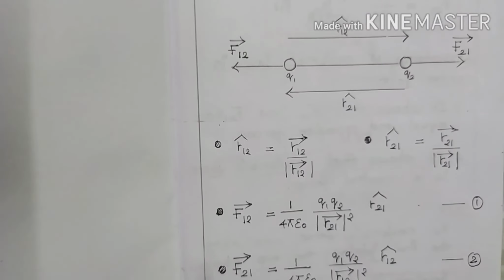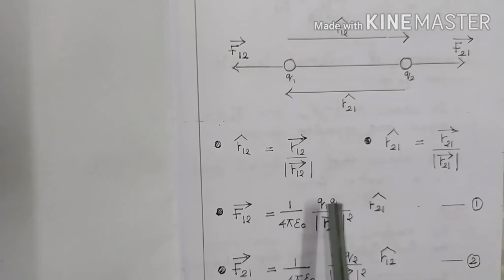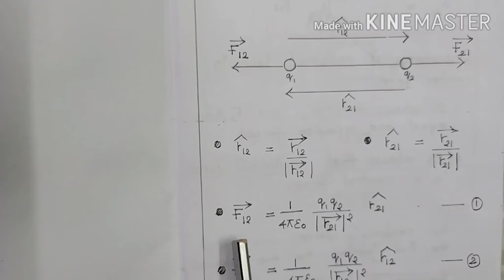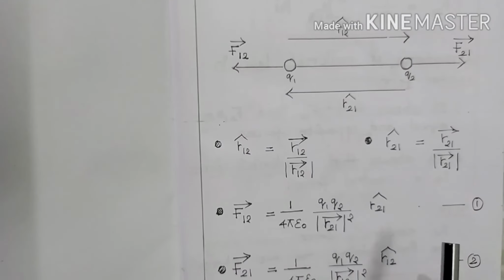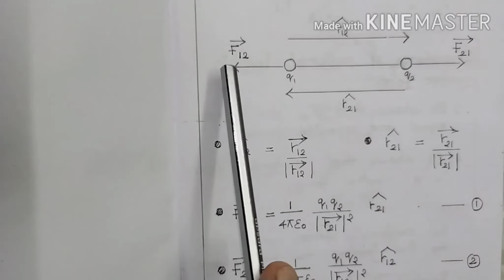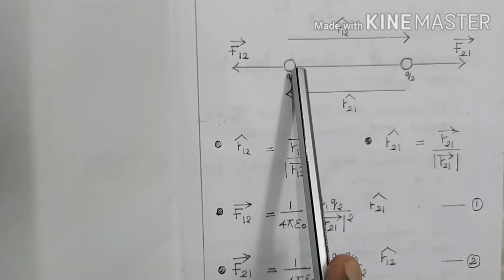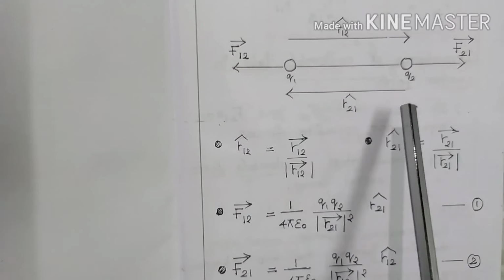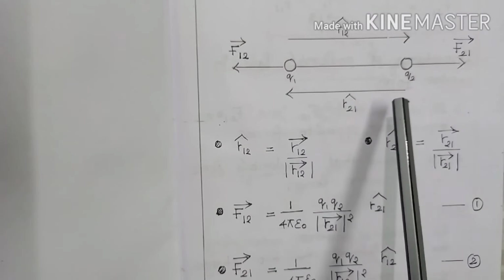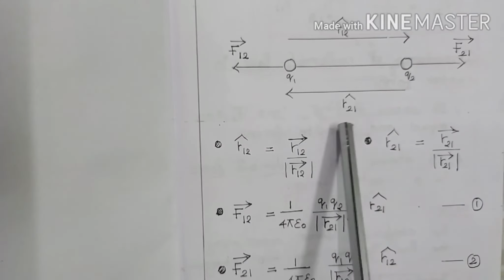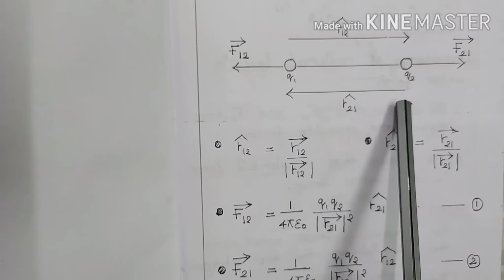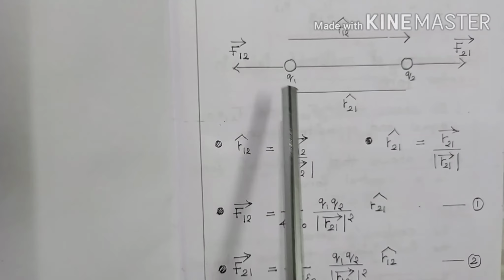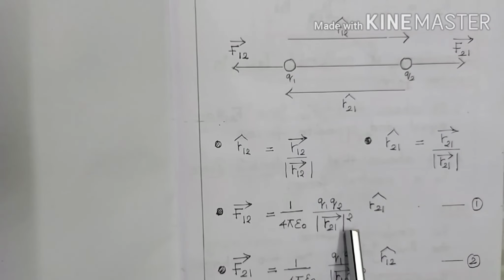How is it written? F12 vector is equal to 1 by 4 pi epsilon naught Q1 Q2 by R21. Why is it written like this? Here F12 is there, but here R21 is there, because now look at the diagram. F12 is the direction of this force, this way. Then you have to find out the distance vector that also points in the same direction. So here R21 unit vector points in the same direction as that of F12. So we have to take this one. So we have written like this.